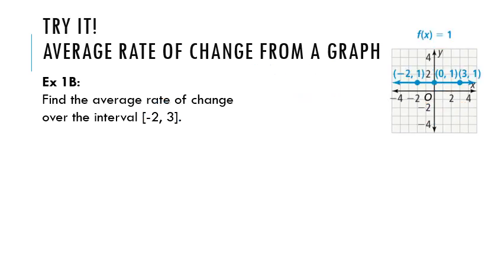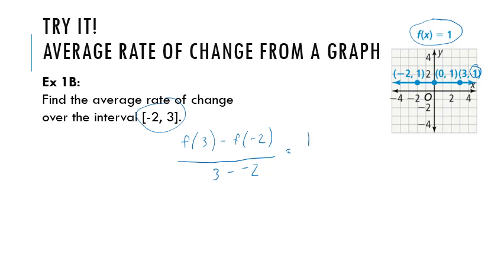Another example here, and again we're given the graph. Now we want to work with the function where it's just f of x equals 1, and we're working over the interval -2 to 3. To set that up, I'd want to find f of 3 minus f of -2 over 3 minus -2. And f of 3, I can look at the graph there. The y value is 1. f of -2, the y value is 1. 3 minus -2, that's like 3 plus 2.